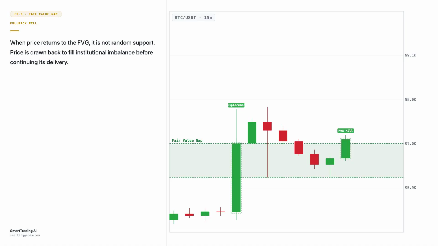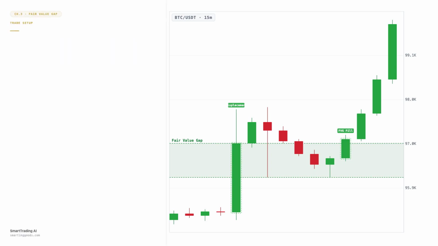Why does it work? Smart money left orders in that gap. When price returns, it's not random support or resistance. Price is drawn back to fill institutional imbalance before continuing its delivery. Every single time you see price tag that FVG and reject, you're watching banks top off their position before the next leg.